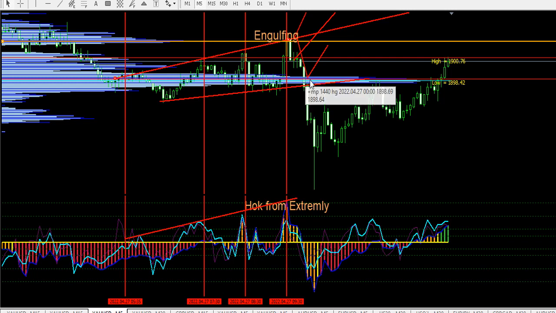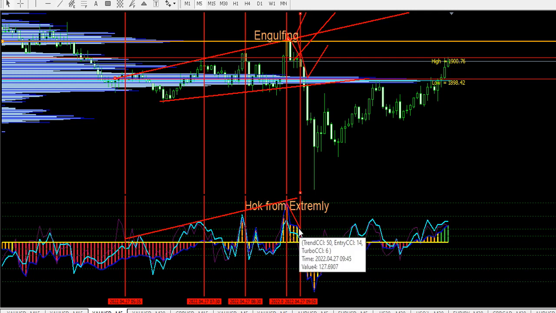Next, you look at the CCI. What is the CCI telling us? It tells you that this is a divergence. I can say there is a divergence here: price makes a low, and the indicator also makes a low.